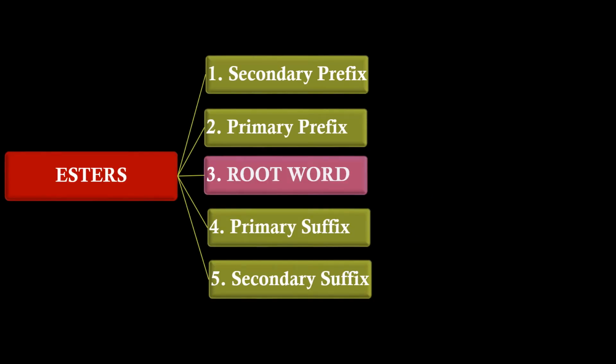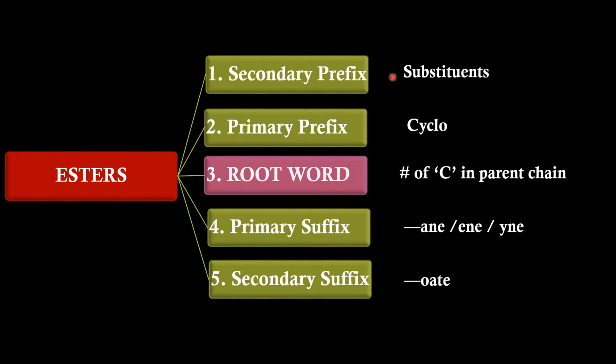IUPAC nomenclature of esters can have all 5 units in it. Definitions remain almost the same. Secondary prefix speaks about the substituents. Primary prefix tells whether the molecule is cyclic or not. Root word indicates the number of carbon atoms in the parent chain. Primary suffix indicates the linkage between the carbon atoms in the parent chain. Secondary suffix indicates the presence of ester through the word OAT.